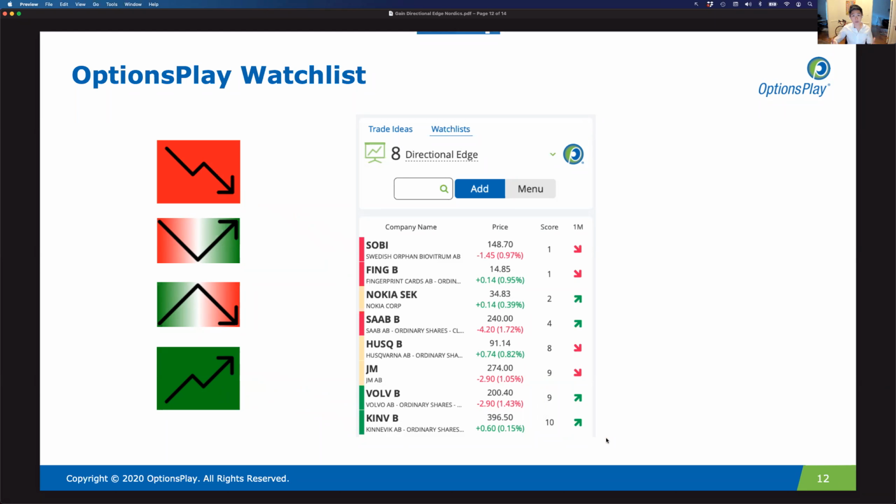Now, for those of you that are counter trend, for those of you that like to find opportunities and you want to find stocks that have bottomed out and are starting to reverse higher, or stocks that are really strong and starting to reverse lower, that's where we can turn to the turnaround trade. So we look at Nokia and Saab. As you can see, these have low scores. So these are stocks that are underperforming the broader markets. But as you can see, the 1 month trend has started to turn bullish. Now, the 6 month trend hasn't turned bullish yet.